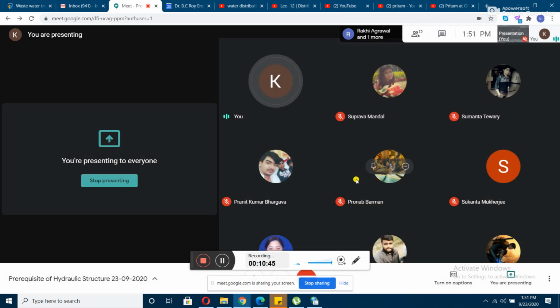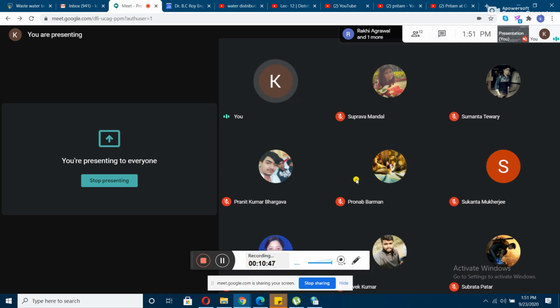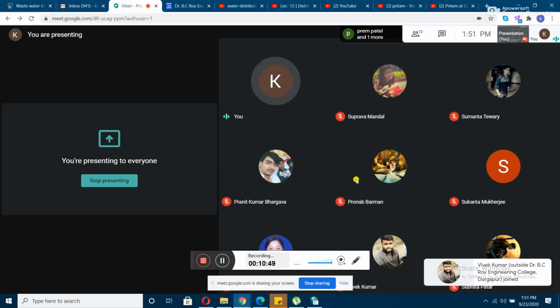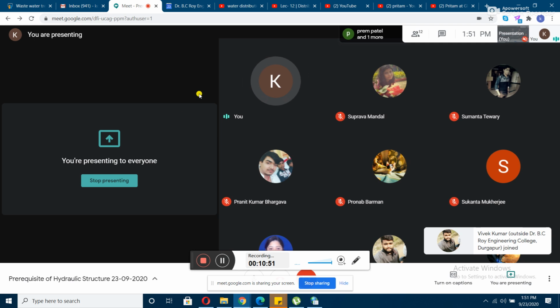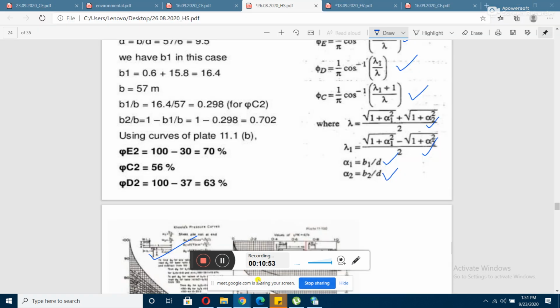Just try to understand this part. If you have any problem you can stop me anywhere and ask me, okay, because this graphical method is quite cumbersome. For this formula also we need to find the b1 and b2 value, but no need to find the b1 by b value, okay. B is the total flow length, so b1 by b is not required, neither is b2 by b.